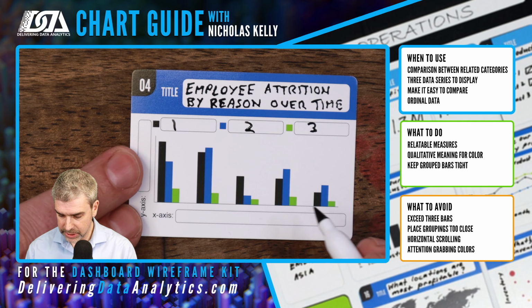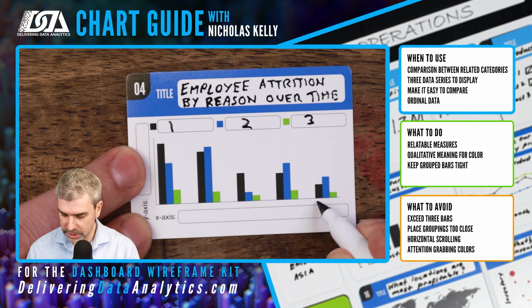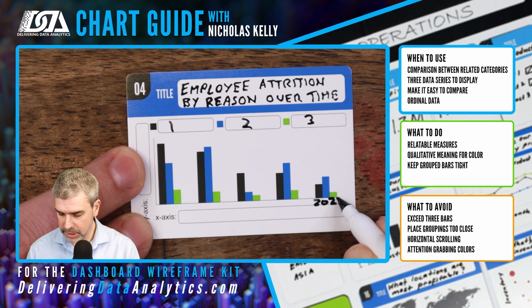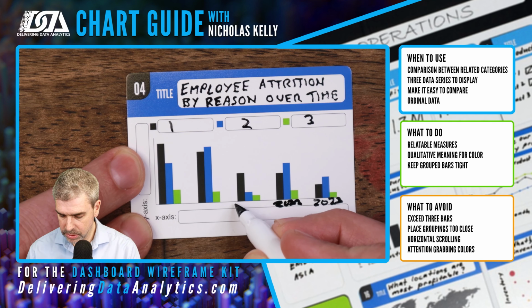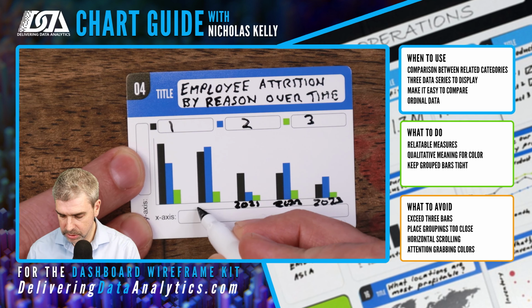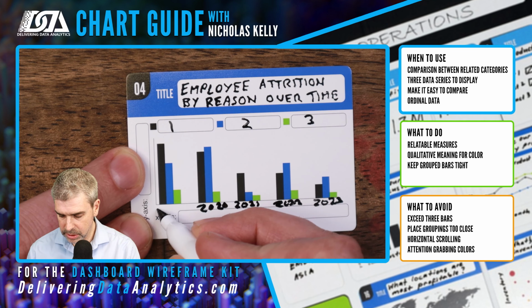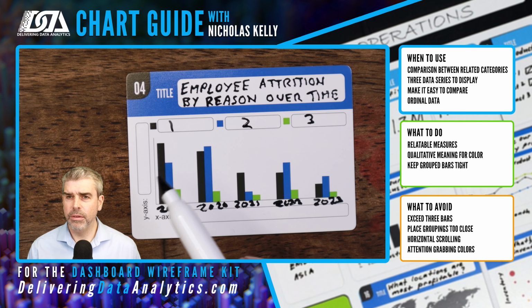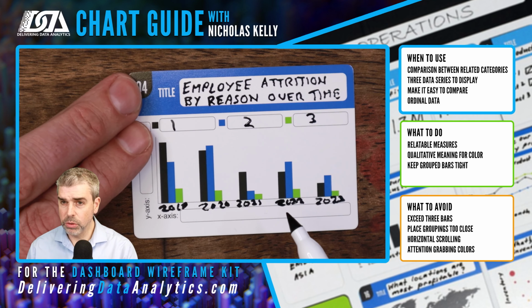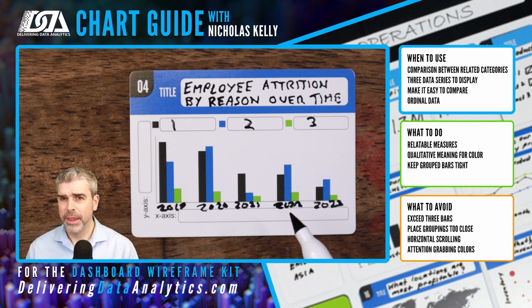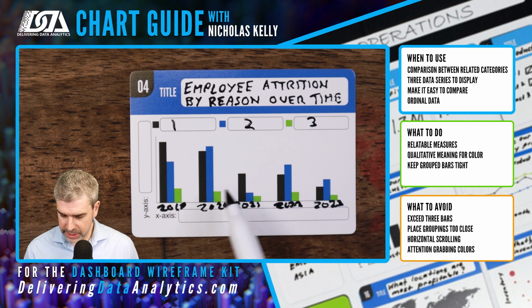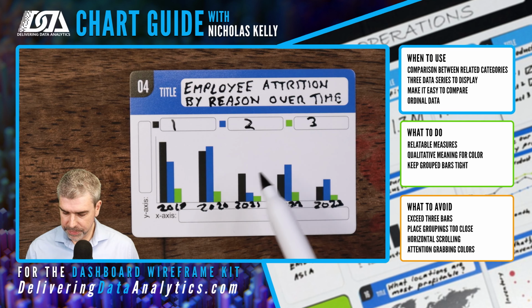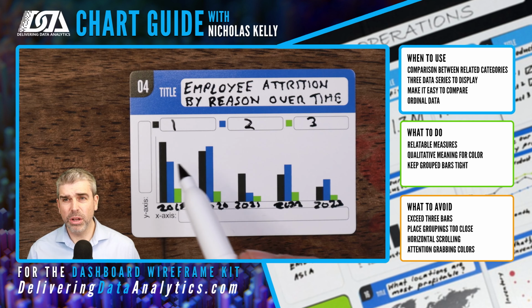So let's look at this from a perspective of over time. Say that's 2023, 2022, 2021, 2020, and 2019. And we can see then how these change over time. Now, there's a few things you're going to notice here. We can see the big reason number 1 is going down over time. They're sort of all going down over time.